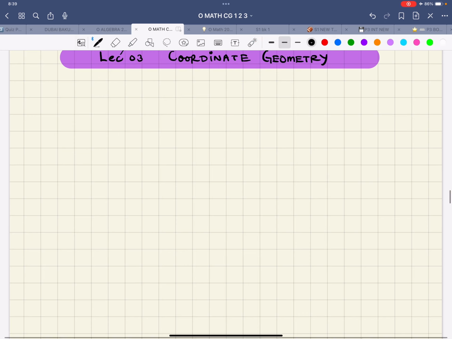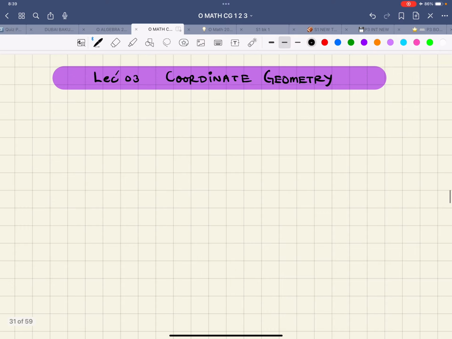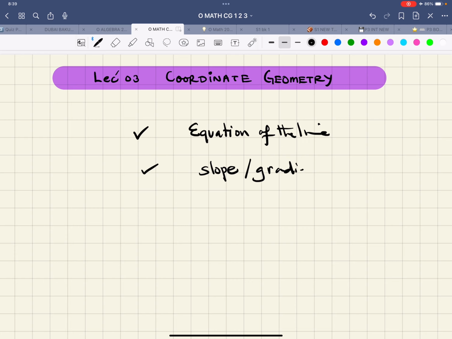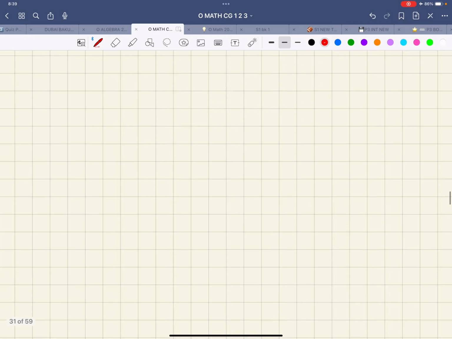So what have we discussed in coordinate geometry so far? In the last class, we talked about the equation of the line, and before that, we talked about the slope, the inclination, the gradient of the line. So let's carry the journey forward and focus a little bit more on the gradient.